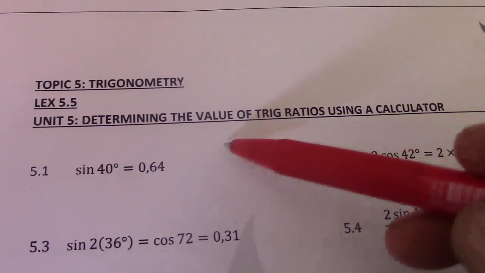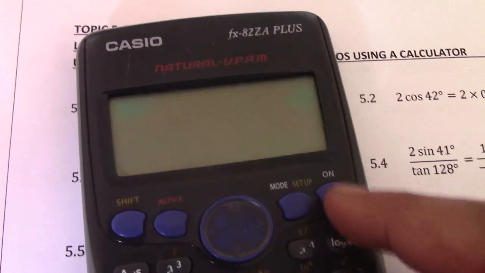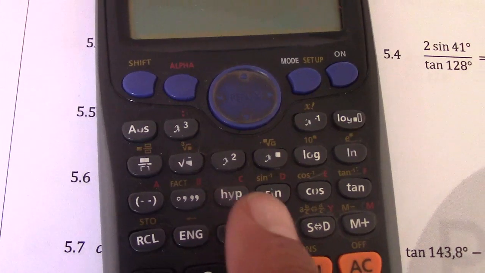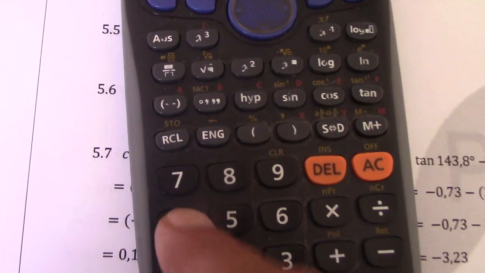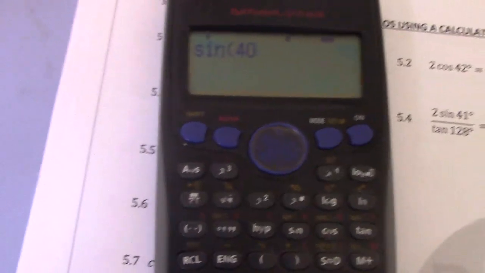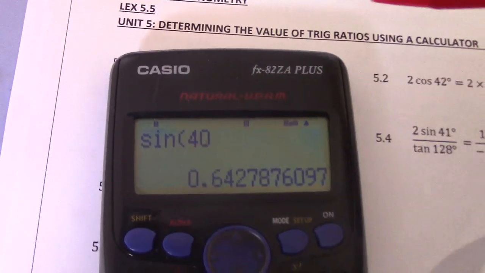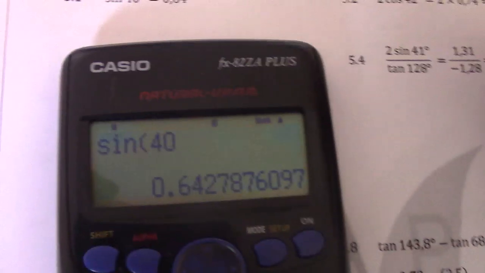This unit we will be determining the value of trig ratios using a calculator. So, given to you sine 40 degrees. There you should see the sine. I press sine 40 degrees. I press in 40 and then equal. So sine 40 equals 0.642787. Instruction always say round off to 2 decimal places.